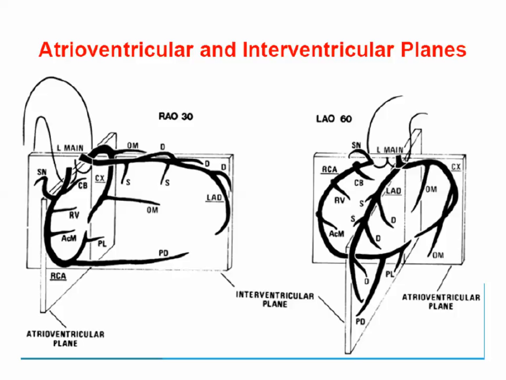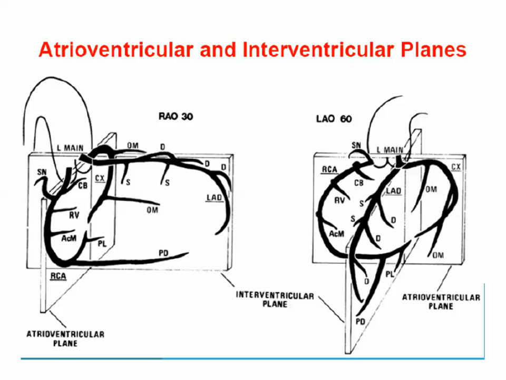Okay, and what will this be? RCA in the right atrioventricular sulcus. Okay, and most of the time it is dominant, so it will give the PDA and PL to anastomose with the continuation of the circumflex. It's clear?